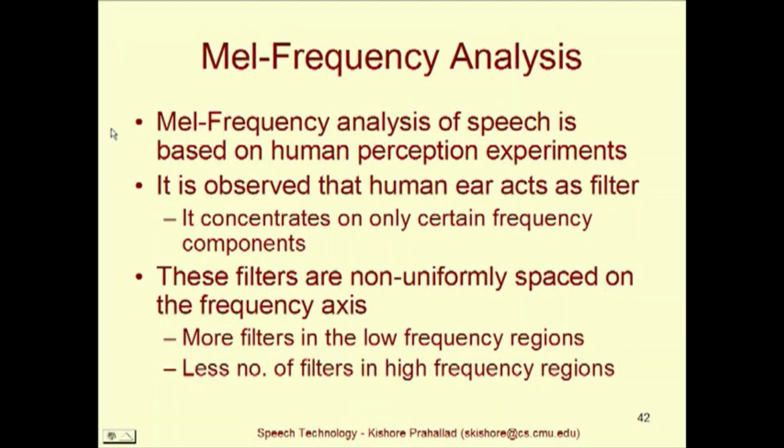So what's the crux here? The crux is that the human ear concentrates on only certain regions in the frequency axis, by means of using filters. These filters are non-uniformly spaced. That means there are more filters in the low frequency and fewer filters in the high frequency. This is the property of the human ear, and it has been found out by human perceptual experiments.